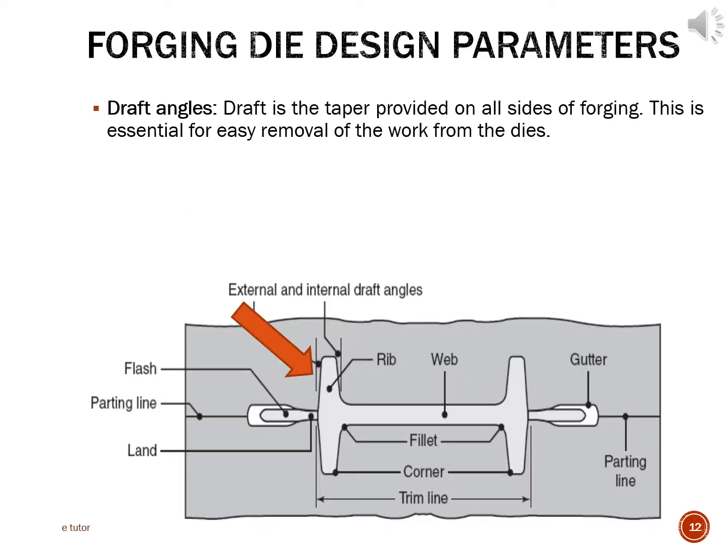What are the parameters for forging die design? The first one is draft angle. There are two types of draft angle, external and internal draft angle. It is marked with an arrow there. These draft angles are provided on all sides of forging. These draft angles are provided for easy removal of work from the dies.